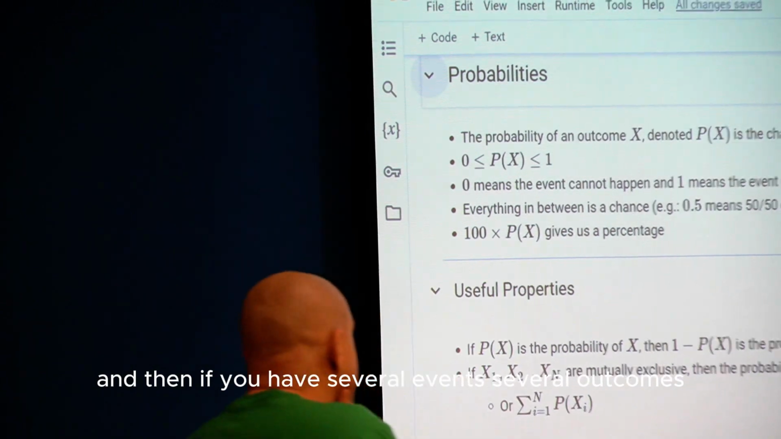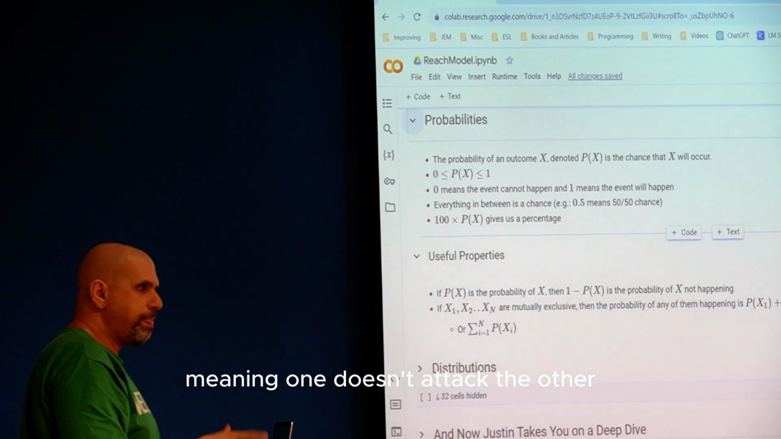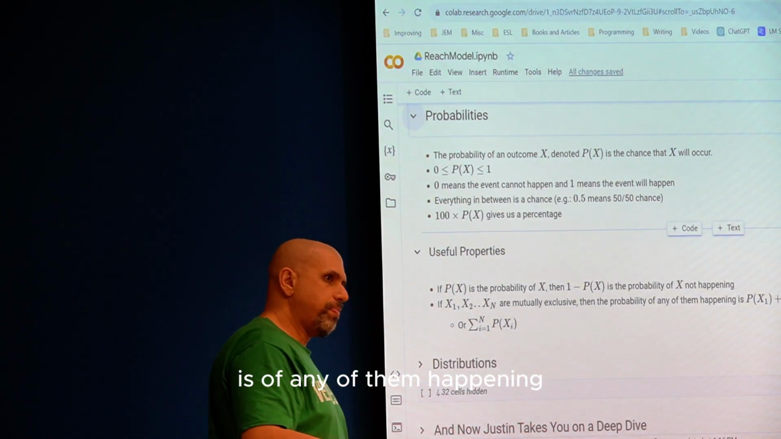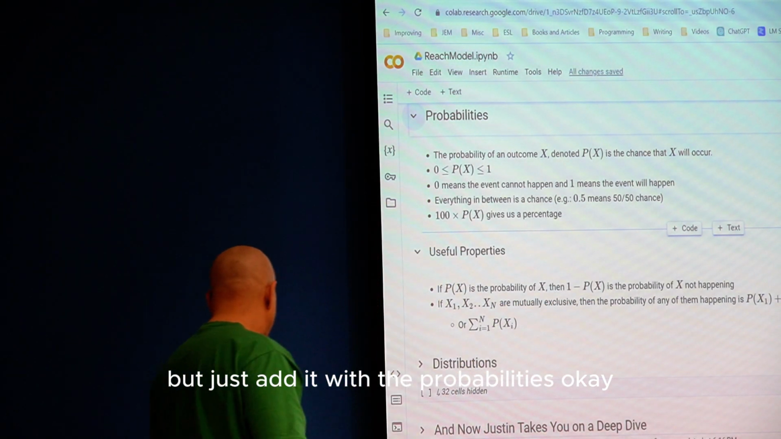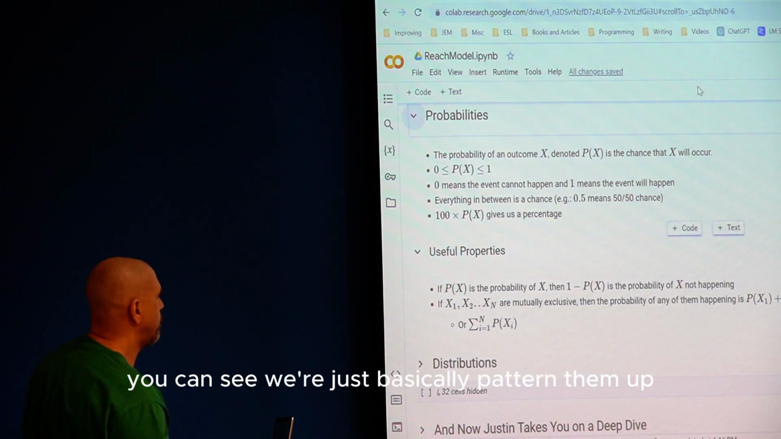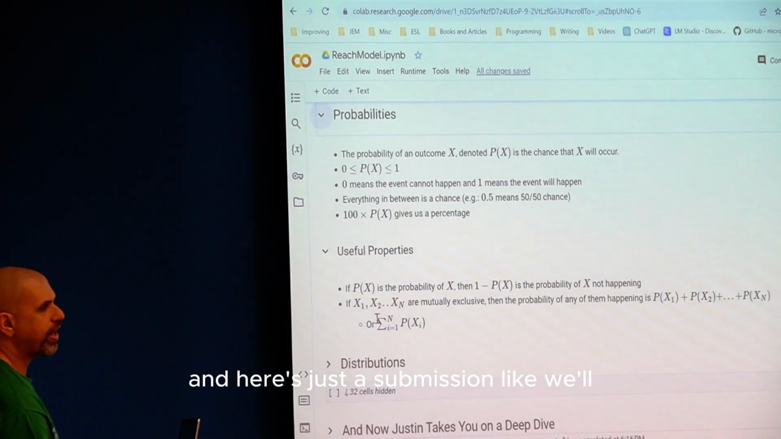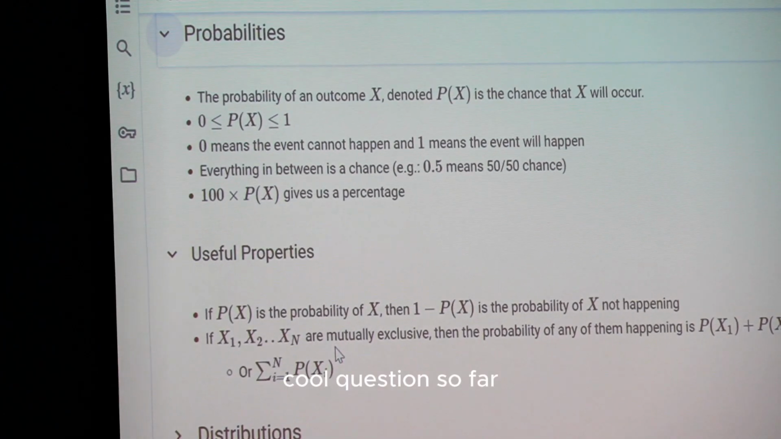And then if you have several events, several outcomes, and they're all mutually exclusive, meaning one doesn't impact the other, you can figure out the probability of any of them happening by just adding up the probabilities, okay? So over here, you can see we're basically adding them up, and here's the summation, right? We usually use the summation notation for adding them. Cool. Questions so far?